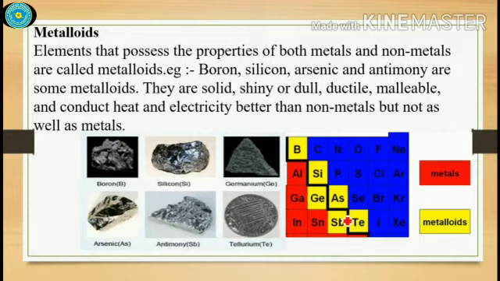They are solid, shiny or dull, ductile, malleable and conduct heat and electricity better than non-metals but not as well as metals. That is, they fall into the group between metals and non-metals. They show both the properties of metals and non-metals. That's why they are called metalloids. These are the common examples of metalloids.